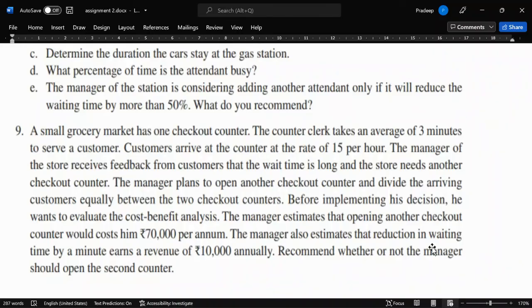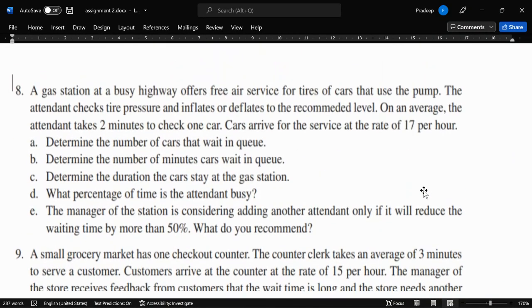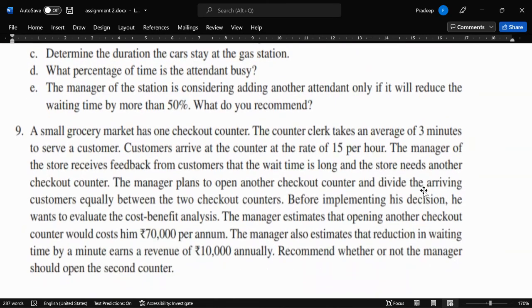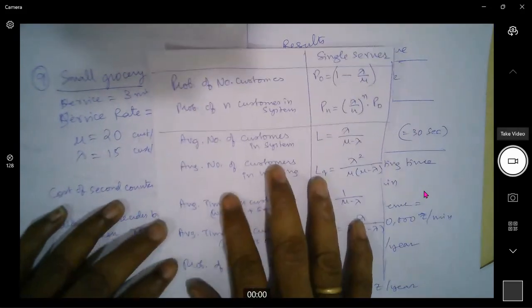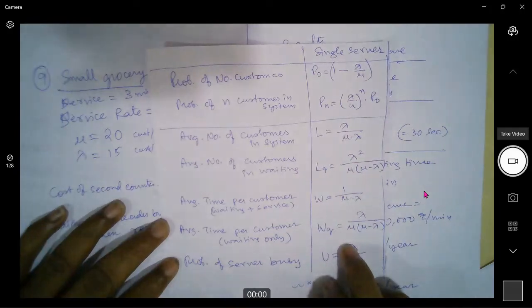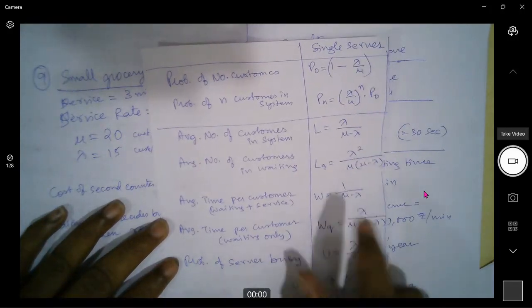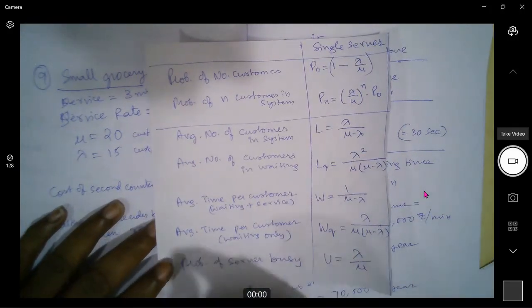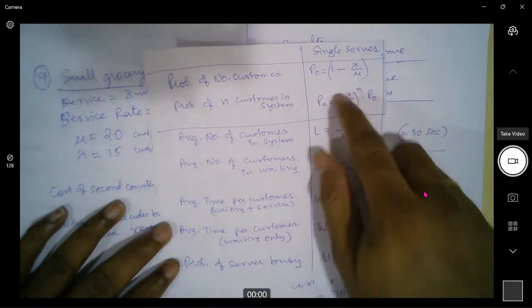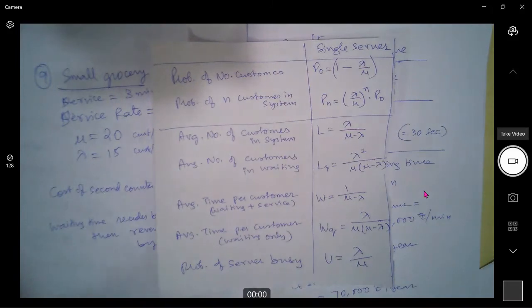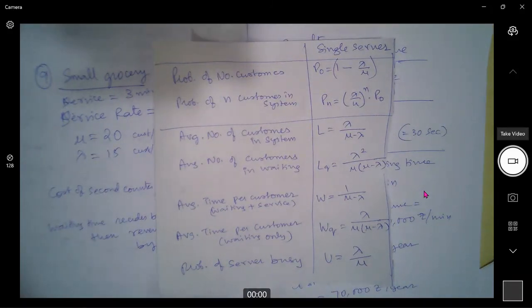So I think this is the answer for your question number 9, and I hope you found this video useful. We solved two questions: this is the first question, and this is the second. For both, the main important thing I wanted to show was this formula sheet. But this formula sheet applies only for the single server case. If you have multiple servers, like adding an extra attendant or extra counter, then you have to use QM software, because the formulas are too big for hand calculations or Excel calculations.